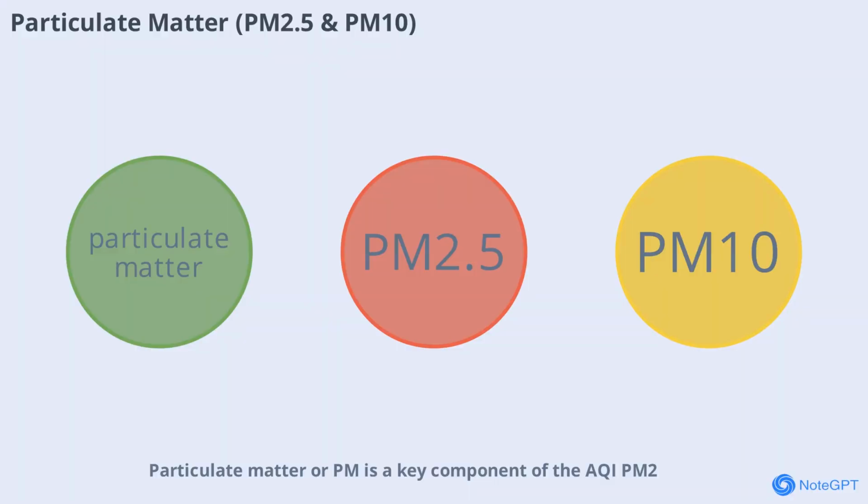Particulate matter, or PM, is a key component of the AQI. PM2.5 refers to particles smaller than 2.5 micrometers, while PM10 includes particles up to 10 micrometers. These tiny particles can be inhaled deep into the lungs, causing respiratory and cardiovascular problems. Sources include vehicle exhaust, industrial emissions, and natural events like wildfires.